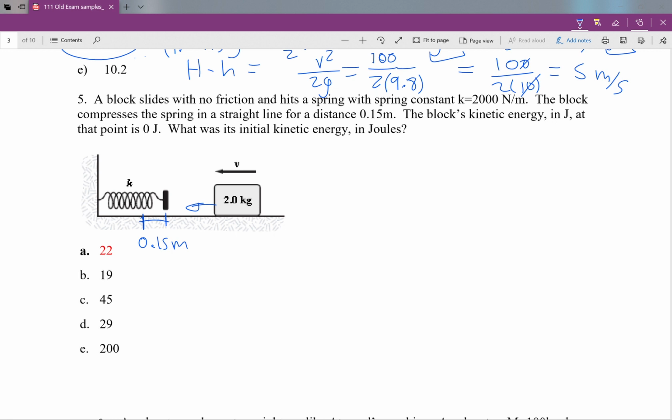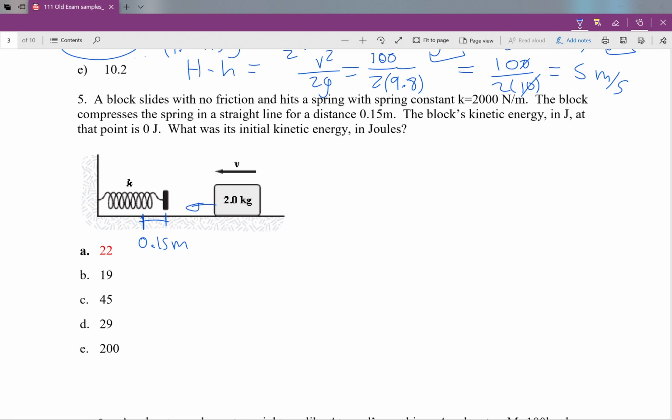The block's kinetic energy in joules at that point is 0. So at the point when the block has completely compressed the spring to 0.15 meters, the kinetic energy of the block will be 0. And it makes sense, right? Because that's all it's going to compress the spring. That's the point when it will stop. So if it stops, the velocity is 0, and therefore the kinetic energy is 0.